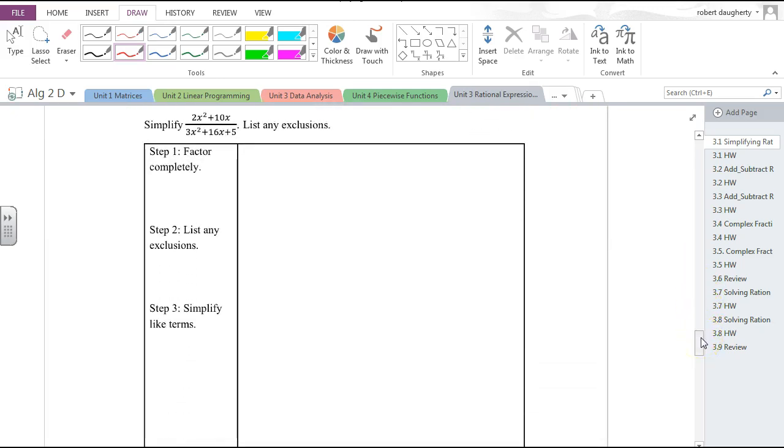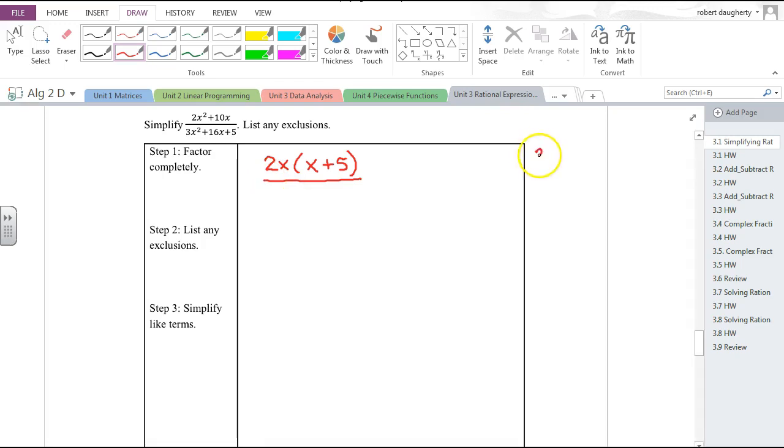Okay, let's look at another example. Before I can list exclusions, everything needs to be in fully what form? Factored form. So look at the numerator. Can it be factored? Yes. How do I factor the numerator? You factor out a 2x. So that's 2x times x plus 5. That is the numerator. Now I need to factor the denominator.